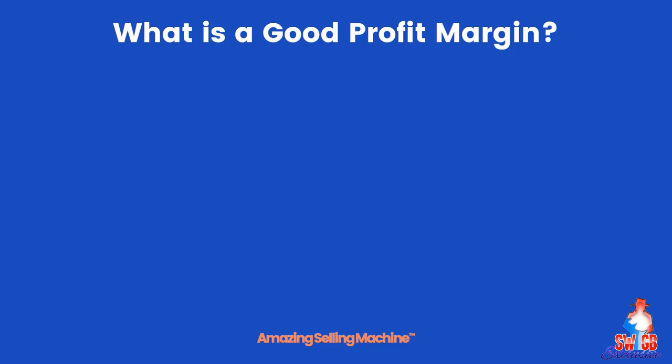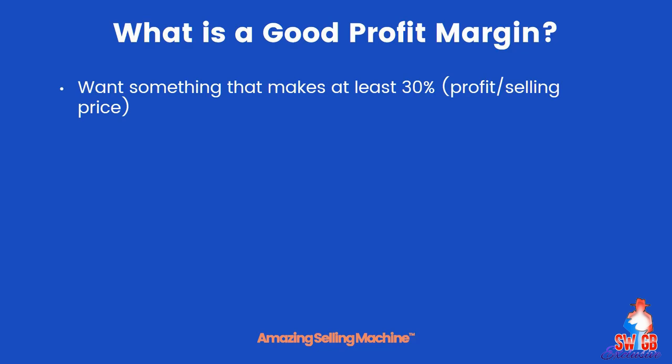So let's talk a little bit about profit margins. People always want to know what a good profit margin is. Of course, the higher the better. But in this industry, we've seen that having at least a 30% profit margin is really good, and that's what you want to target. And again, the profit margin is your profit in dollars divided by your selling price. A really good one is 50% or higher.